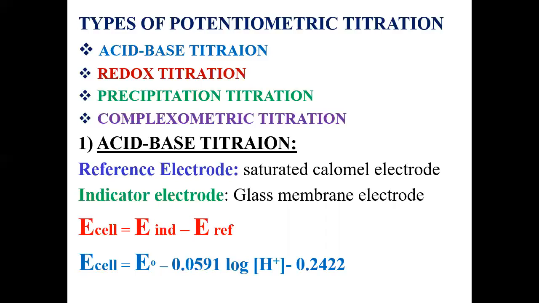First type is acid-base titration. Dear students, as its name indicates, from the name it is clear, in this type of titration, a neutralization reaction takes place in the solution.